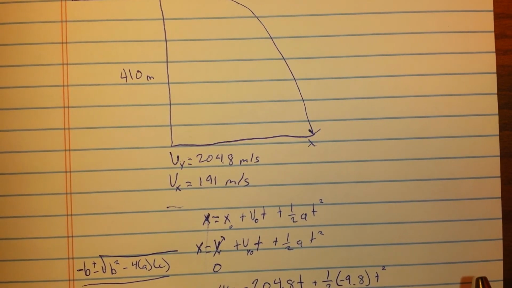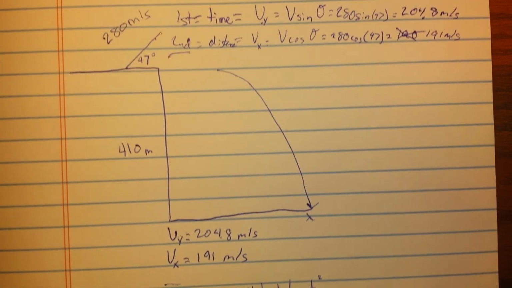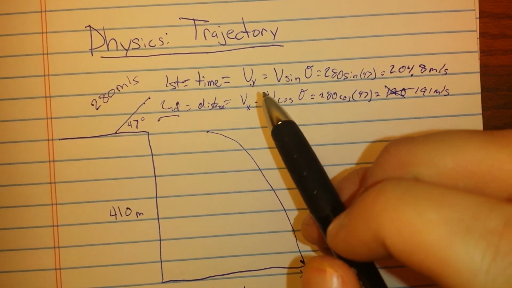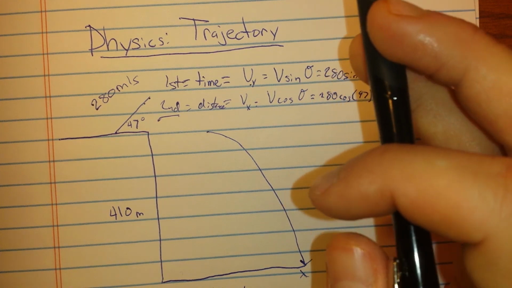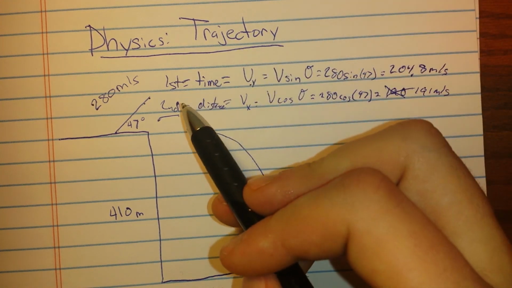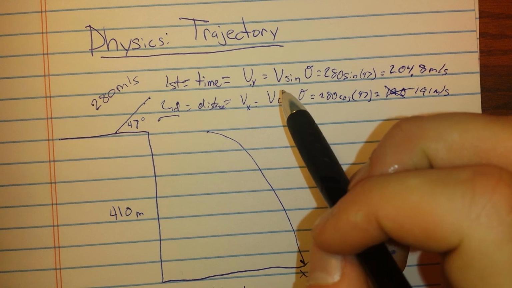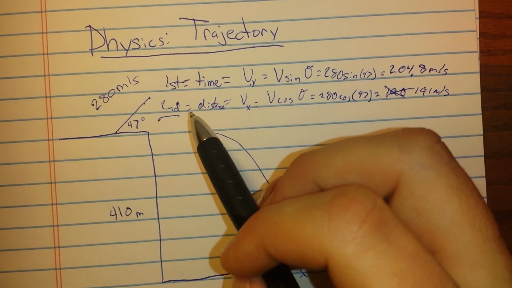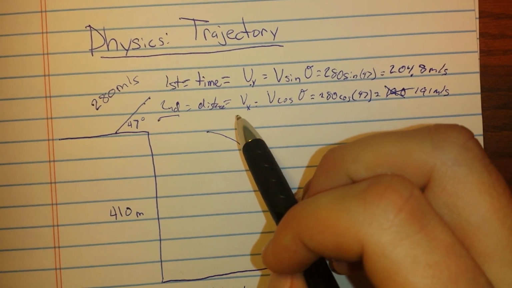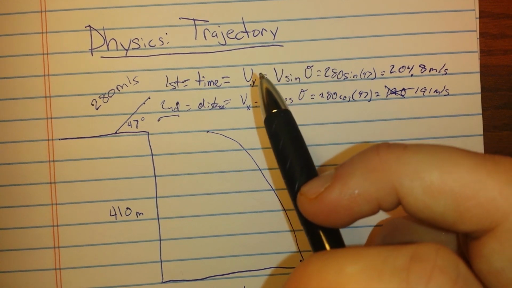Now let's go through the steps again real quick. When solving these equations, always find your Vy and your Vx. It's paramount that you find those. From there, find your time using your vertical velocity. Once you find your time, use your horizontal velocity to find the distance at which it hits the ground.